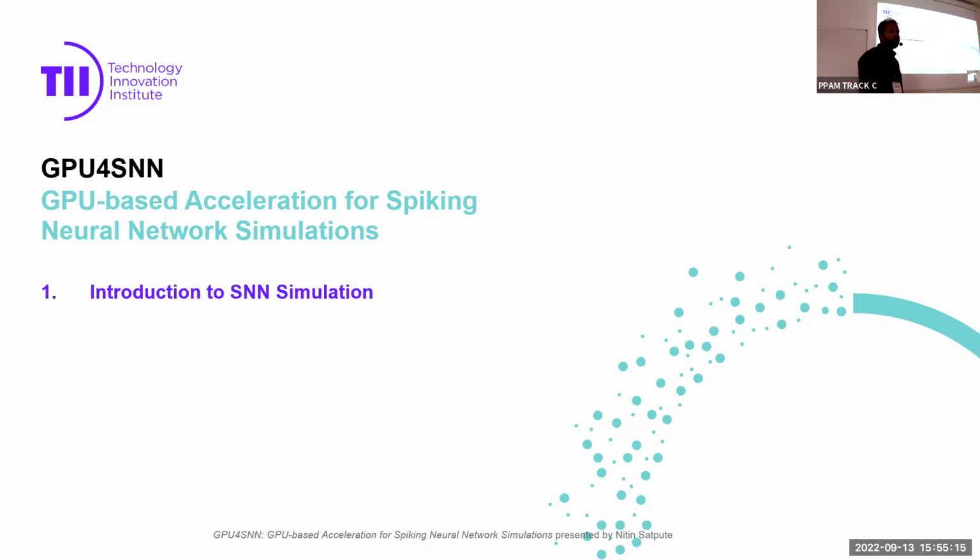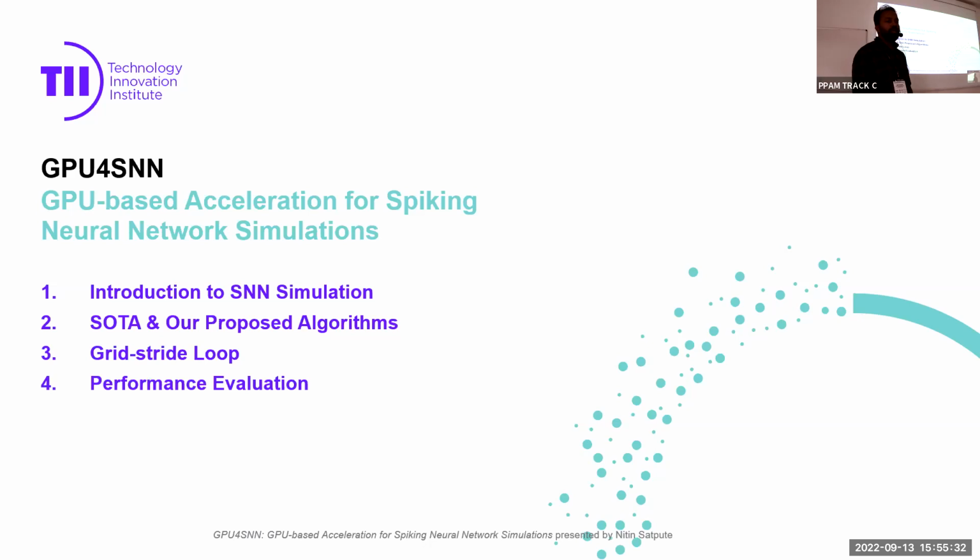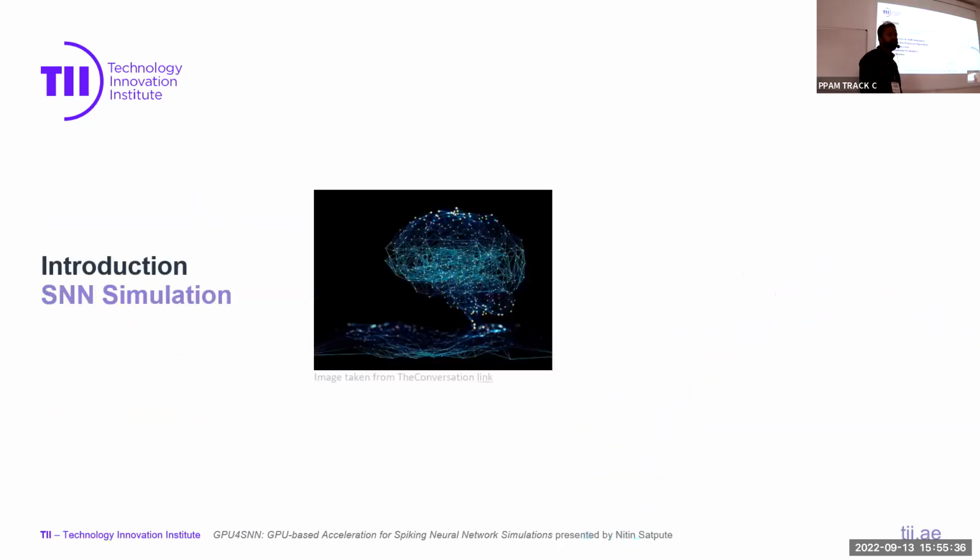overview of this particular talk, I'm going to give you brief info about the SNN and what exactly it is, how important it is, and then the state-of-the-art approaches and also the proposed ones. After that, a grid stride loop, which is the basic contribution of this particular approach. And then performance evaluation, and then I'll conclude with some future remarks.